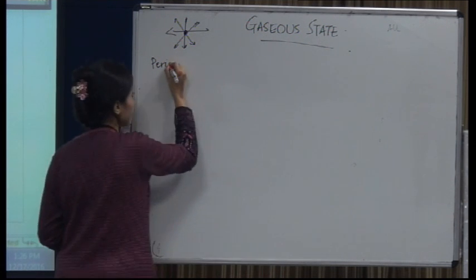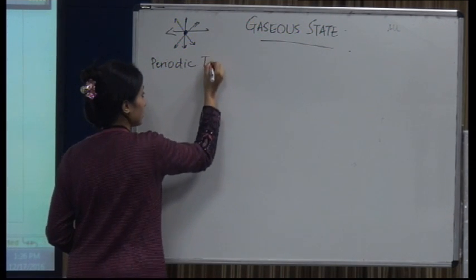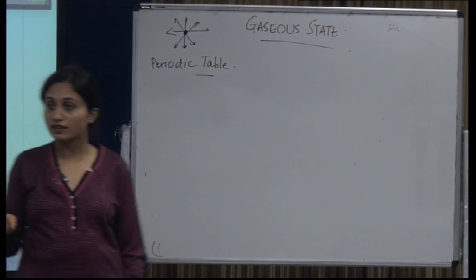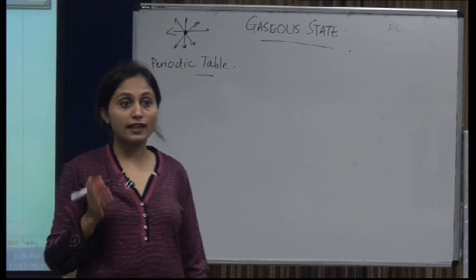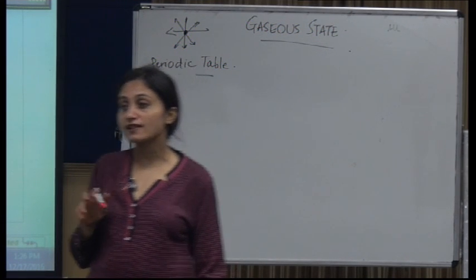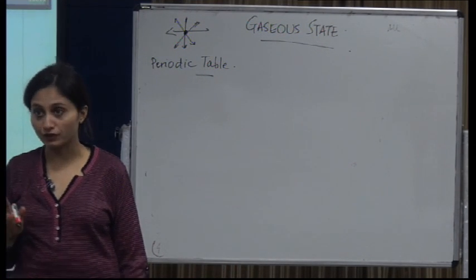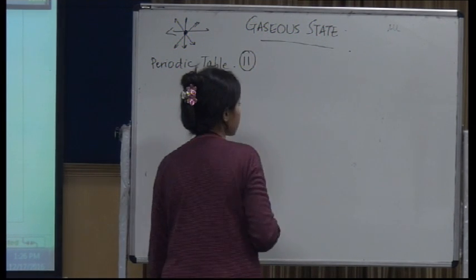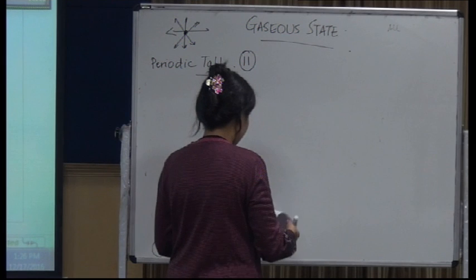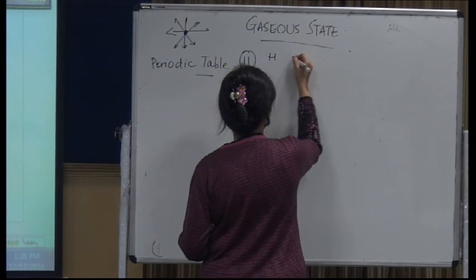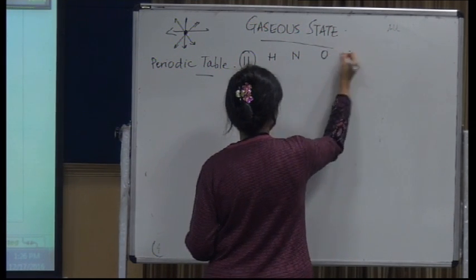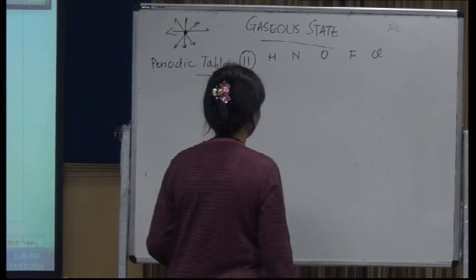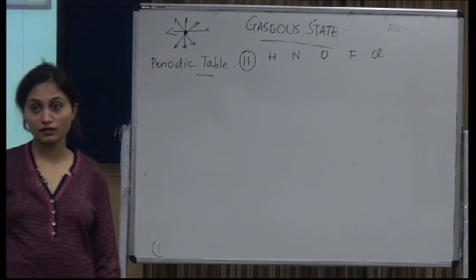Now, when I talk about the periodic table, you know that each of the elements may exist in some or the other kind of state of matter. Then how many elements in the periodic table exist in the form of gases? 11. 11 elements exist as gases. And what are those? I'll just quickly put it down and you can remember them also. Hydrogen, nitrogen, oxygen, fluorine and chlorine.